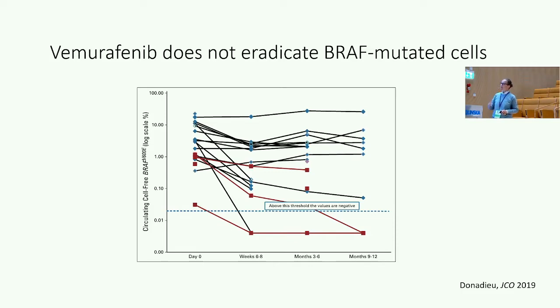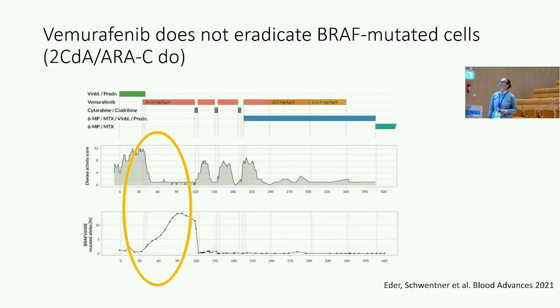This is again the JCO paper, but in the Eckstein paper, there are similar plots. You can see that there is nothing. You give this for a year, and the vemurafenib does not manage to remove the disease from the blood, even though the patients are often in clinical remission. So I think that's an important take-home message.